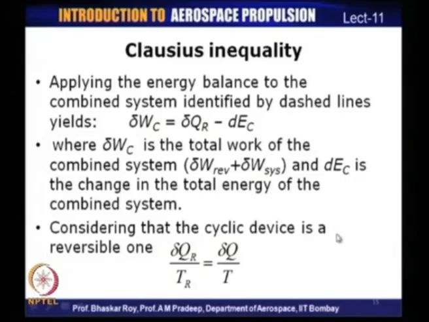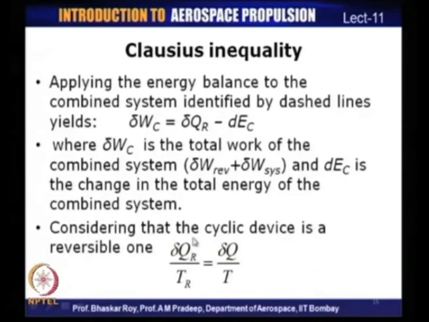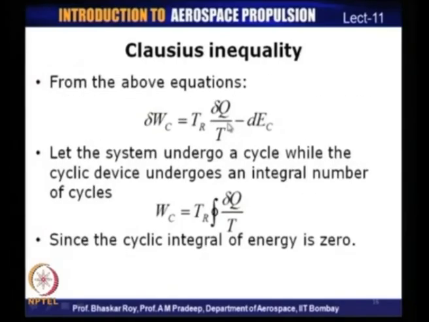Now, for a cyclic device, we already know that because it is reversible, delta Q r by T r is equal to delta Q by T. So, if we were to substitute for delta Q r in the work equation that we had written first, then that equation reduces to delta W c is equal to T r delta Q by T minus d E c.